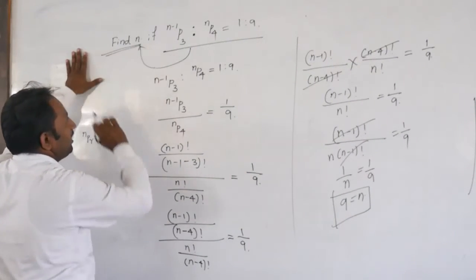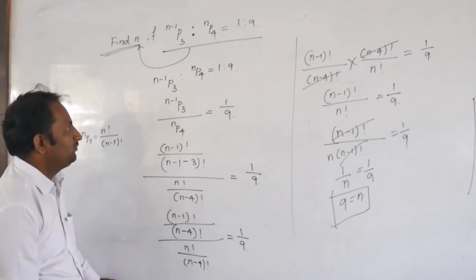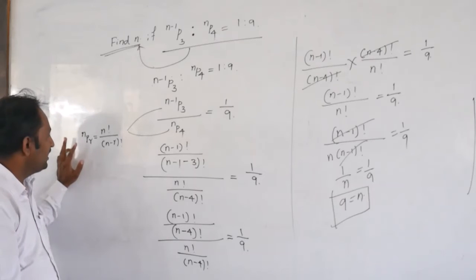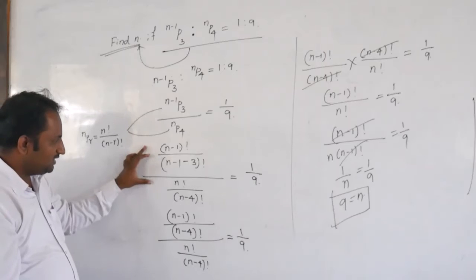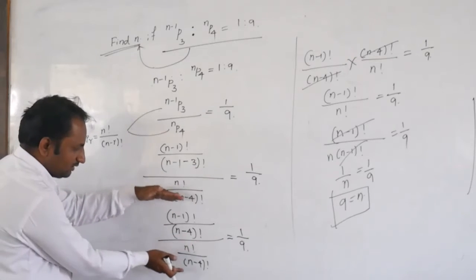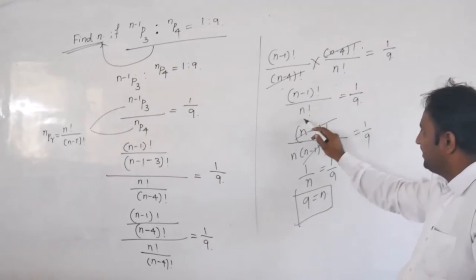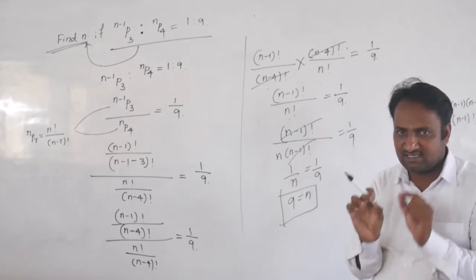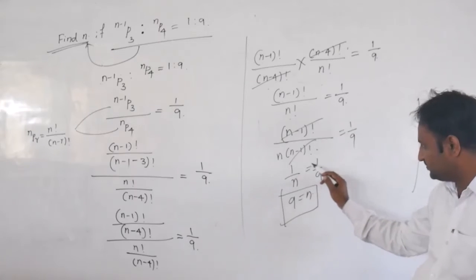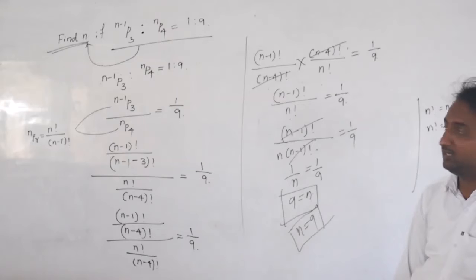Find the value of n for this problem. Consider (n minus 1)P3 is to nP4 is equal to 1:9. These two terms can be extended as nPr is equal to n factorial divided by (n minus r) factorial. Here (n minus 1) factorial divided by (n minus 4) factorial, reciprocal of these two, the (n minus 4) factorials get cancelled. Here (n minus 1) factorial divided by n factorial, where n factorial can be extended as n into (n minus 1) factorial, so the (n minus 1) factorials get cancelled. Cross multiplying these two, we get n is equal to 9. n is equal to 9 is our finalized answer for that question.